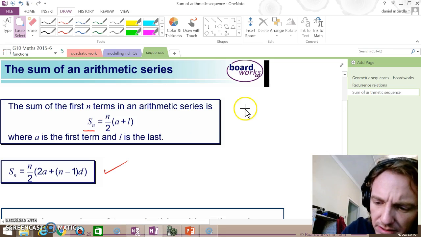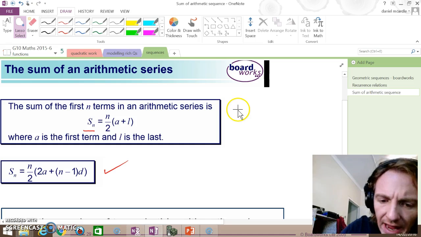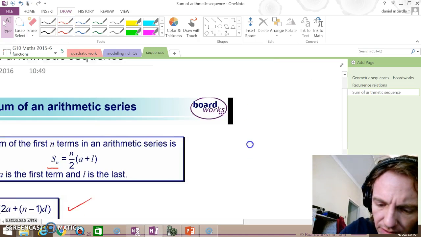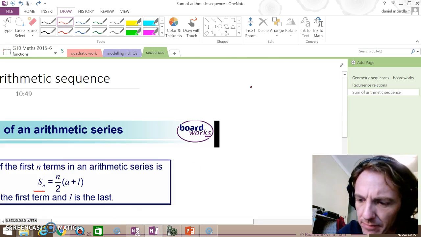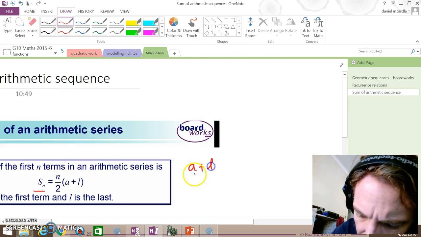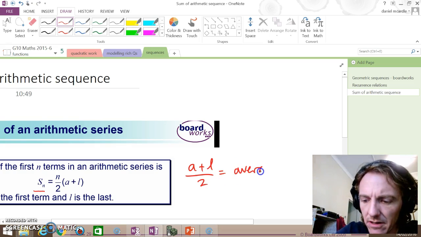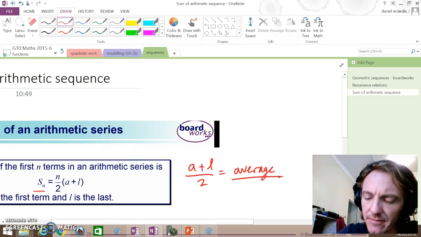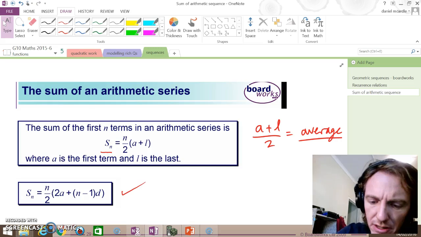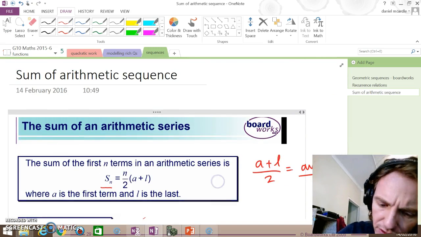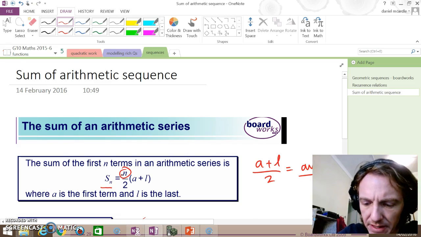And this is because, for arithmetic sequences, if you take the average of the first and the last term, so a plus l divided by 2, this would give you the average value of the terms in the sequence. So if you take the average value of the terms in the sequence and multiply it by n, that's going to give you the sum of the terms in the sequence.